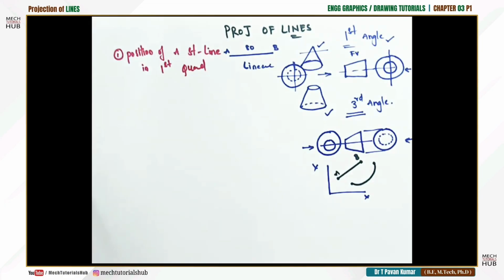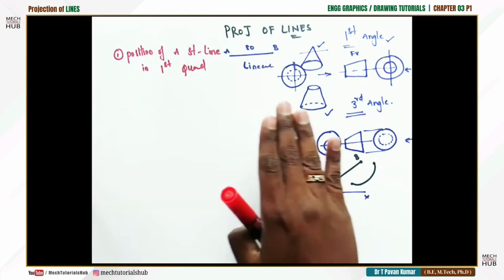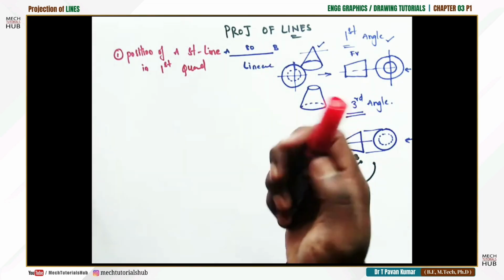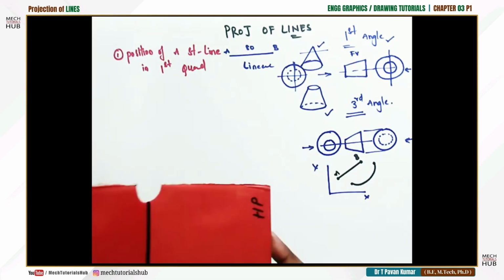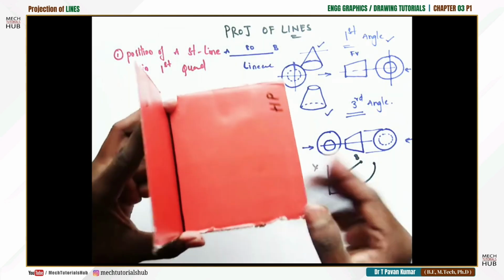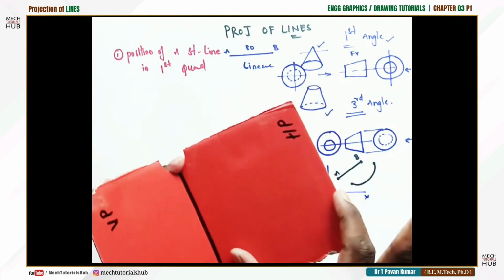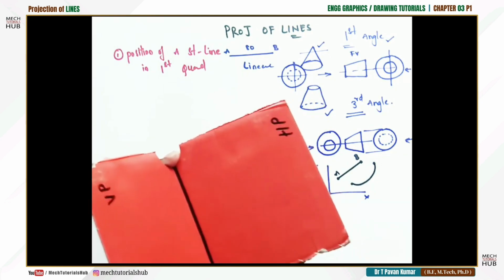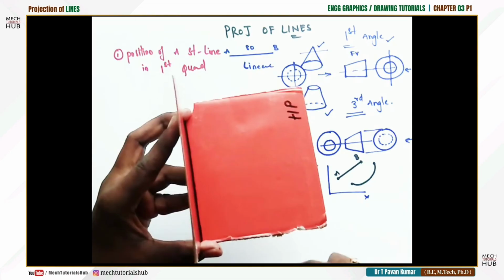Okay. Now first quadrant is nothing but you have a horizontal plane and a vertical plane. Based on this horizontal and vertical plane, we'll try to imagine a line. Now for your better understanding and convenience, I'll use a piece of card as the horizontal and vertical plane. Let us imagine for this session, this as the horizontal plane, this as the vertical plane. These two will always remain 90 degrees to each other.